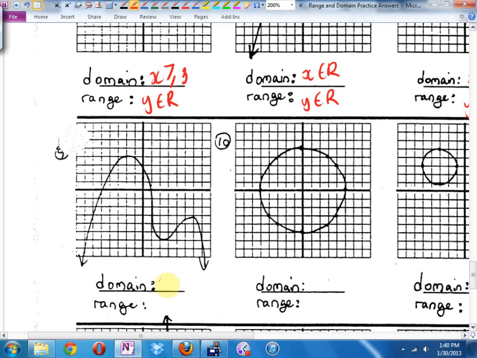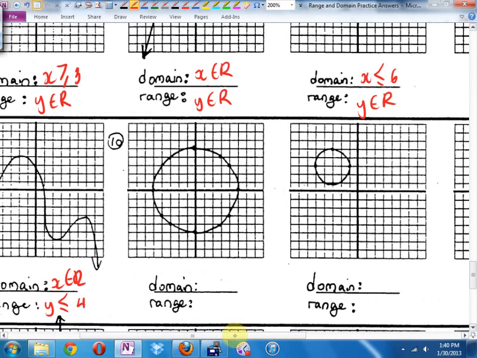Domain, all reals. Range, everything below and touching positive 4. 4, 1, 2, 3, 4, yes. Domain, negative 5, less than or equal to x, less than or equal to positive 5. Range, also negative 5, less than or equal to y, less than or equal to 5. This is a graph of a circle of radius 5. Is that right?